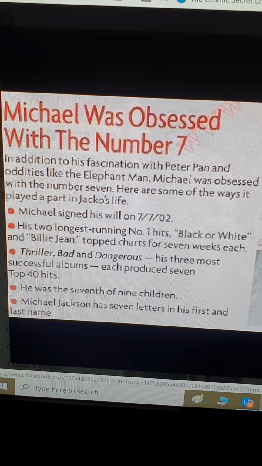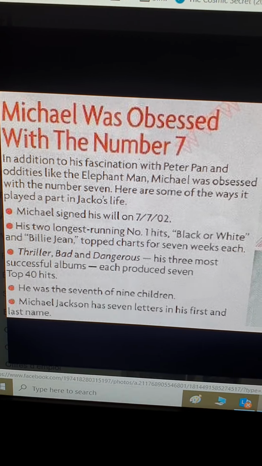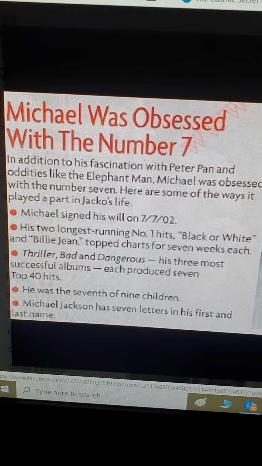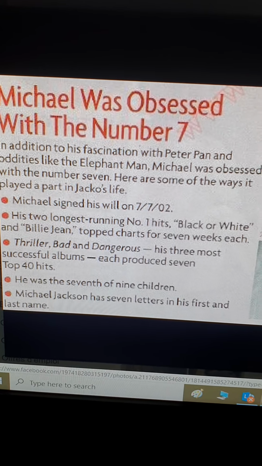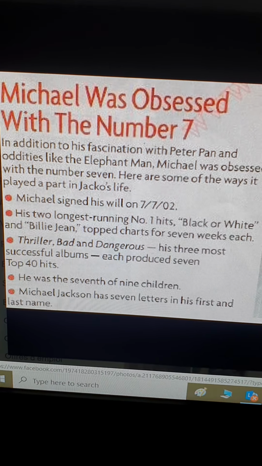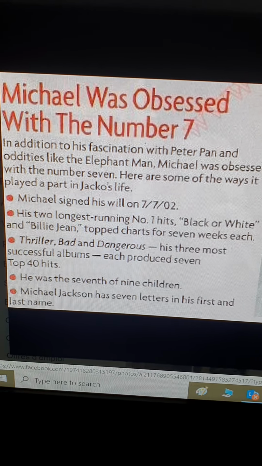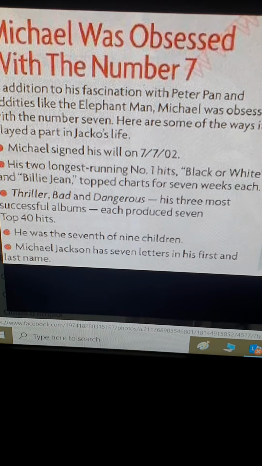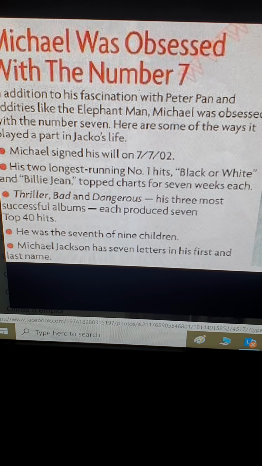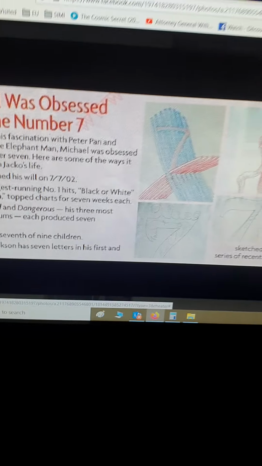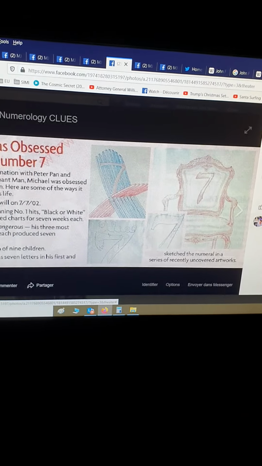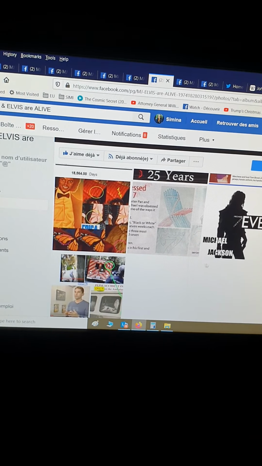Here are some of the ways it played a part in Jacko's life. Michael signed his will on 7/7/02. His two longest... So these are also things that I showed you earlier. How he was the 7th of the 9 children. Michael Jackson has 7 letters in his first and last name. So yeah, this is more crazy stuff.